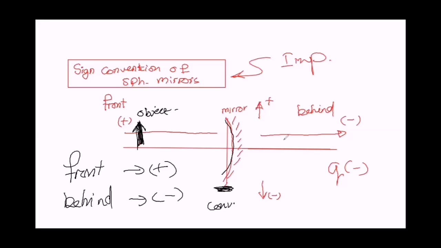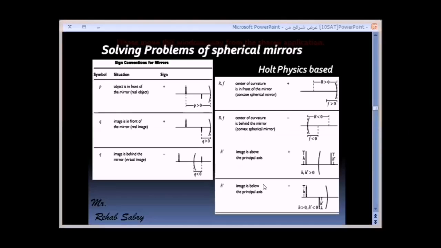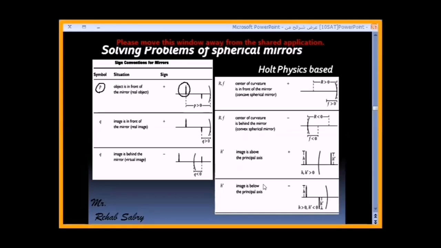Let's apply this. This is the object. If I ask q, where is p? This is p. So p here is positive or negative? Positive, because it's in front of the mirror. Well, what about h? h is up, so it's positive.